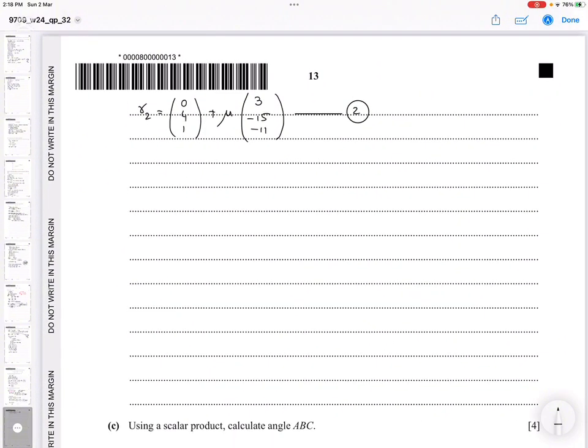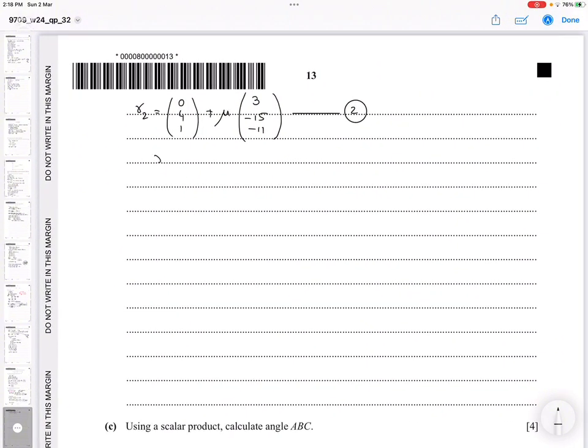To find the intersection point, equate 1 and 2, means R1 equals R2. So my R1 is 2, 1, minus 3 plus lambda times minus 5, minus 3, 5 is equal to, my R2 is 0, 4, 1 plus mu times 3, minus 15, minus 11.